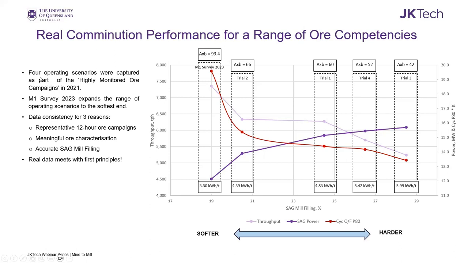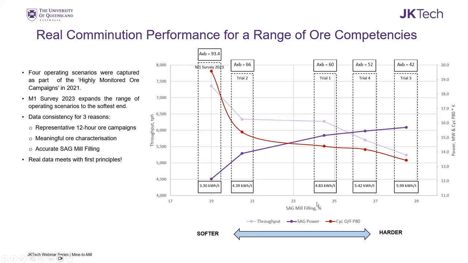As you can see, four operating scenarios were captured as part of the highly monitored ore campaigns in 2021. They are trial one, two, three, and four here. They were all conducted at given ore HSV values or characteristics. And the mill filling that was average for those time windows is also on this x-axis.